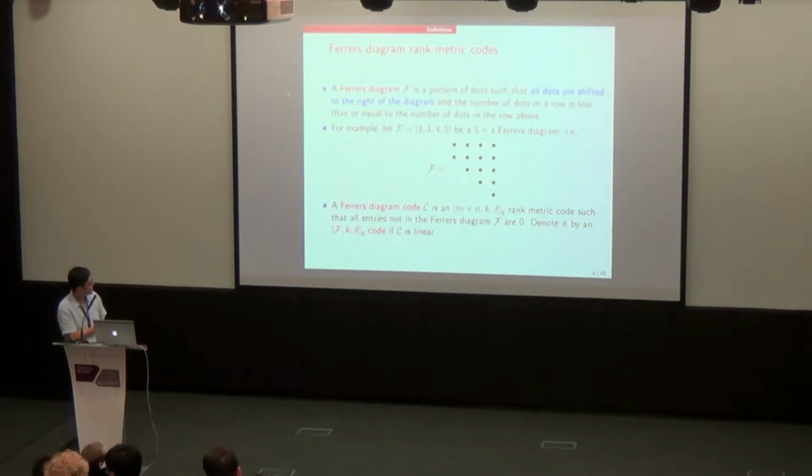A Ferrers diagram code C_F is an [m×n, k, δ]_q rank metric code such that all entries not in the Ferrers diagram F are 0. So in this place, when we fill, they are all 0. We often denote a Ferrers diagram code by such parameters. Of course, in this case, we often refer to it as linear. In this talk, when we say a code, we always mean a linear code.